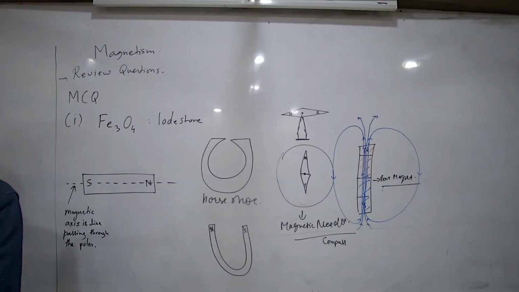What is a magnetic field line? They are continuous curves in the direction of the field. First of all, these are a visual representation of the magnetic field. You can't see the magnetic field with your eyes. So on paper, how do we represent the magnetic field? It's a visual representation of the magnetic field.